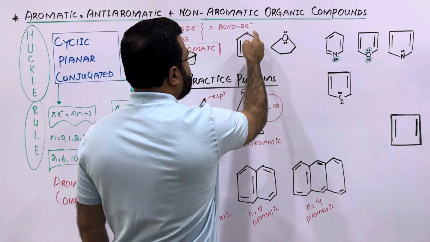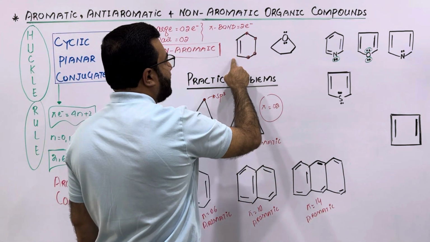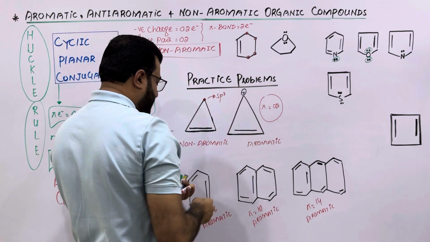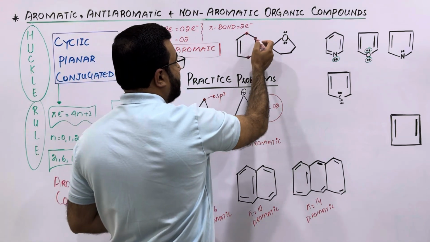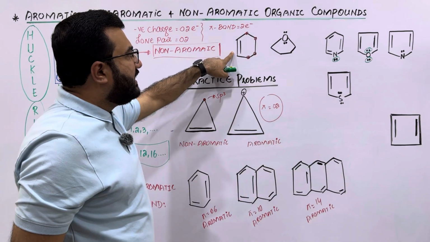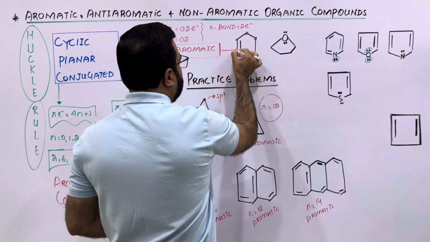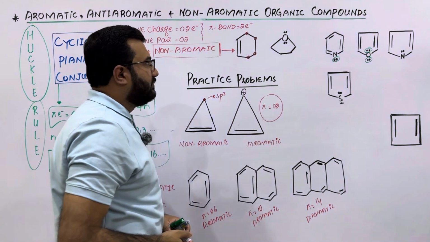Now, my dear students, what about this one? This one is cyclohexene, and you can see that these two carbons having a double bond are sp2 hybridized, but all the carbons shown with these red dots are sp3 hybridized. So this structure is cyclic, but it is not planar, so it will be an example of a non-aromatic molecule.